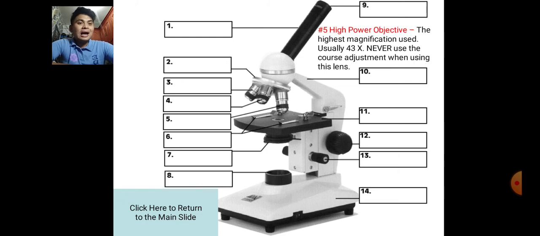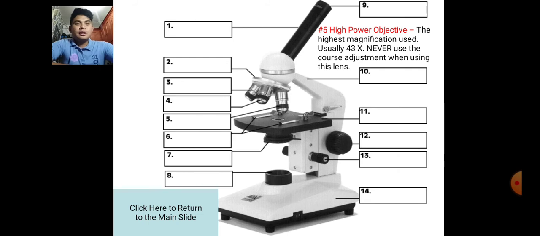And the next one is the high power objective. So meron tayong low, meron tayong medium, meron tayong high power objective. The highest magnification used, usually 43 times magnification. Okay? Never use the coarse adjustment when using this lens. Yung nakita po natin kanina, yung number 12 po yung coarse adjustment, na-note natin doon at nasabi natin na huwag gamitin ang coarse adjustment kapag nasa volume po ang ating magnification na napakataas.